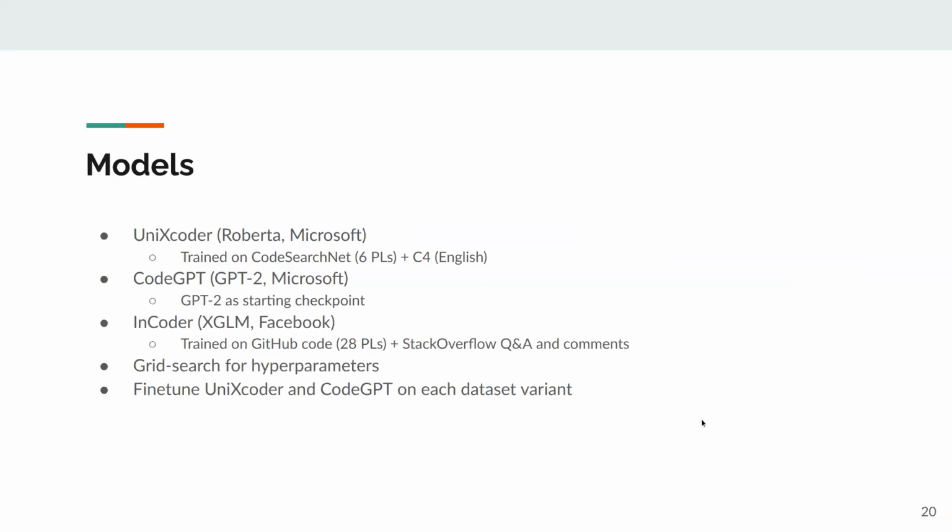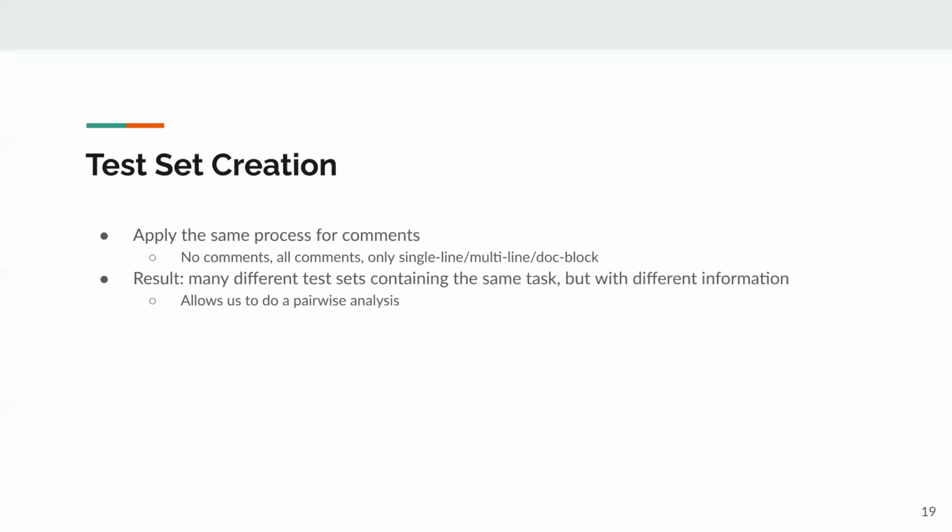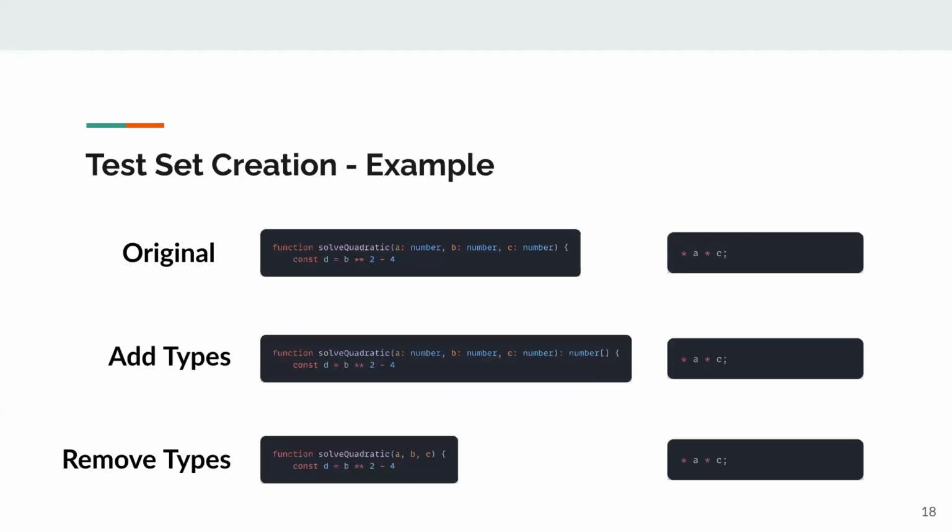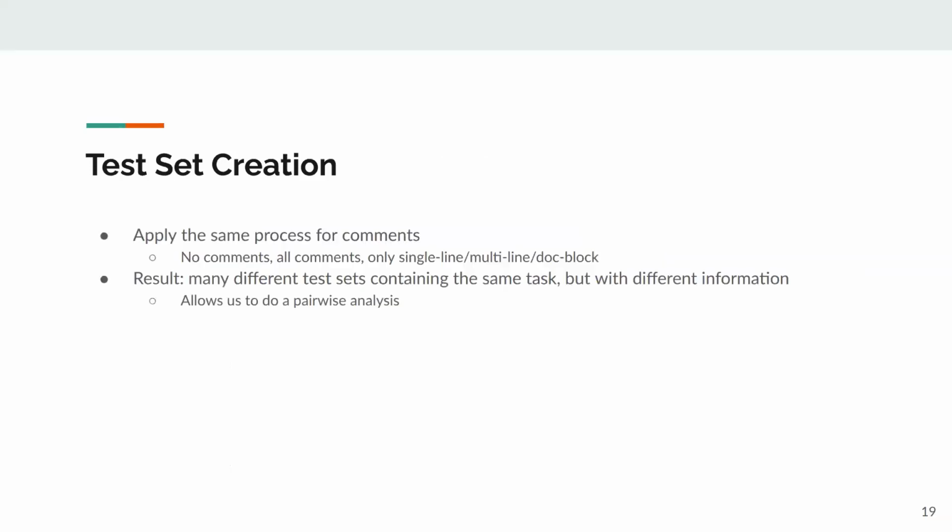All right. So let's see. Right. So yeah, with these input-output pairs for each test set variant, we can easily compare and do a pairwise analysis to see whether versions with certain information do better than versions without that information. So next, let's have a look at the models that we use.